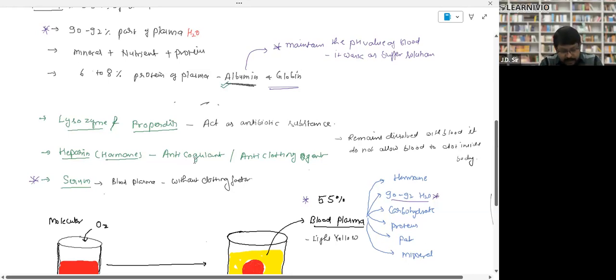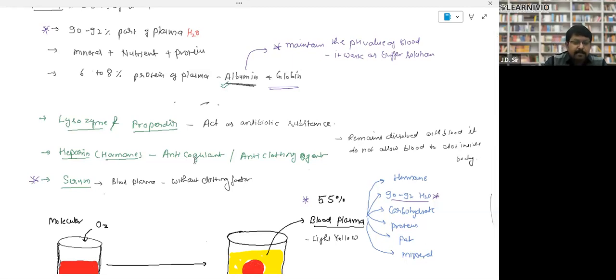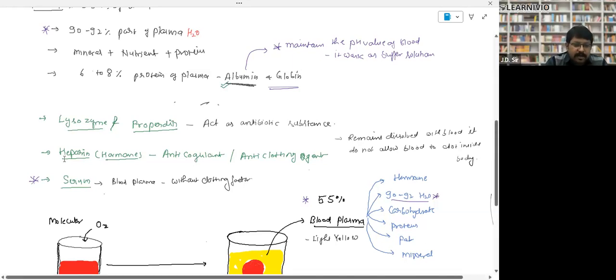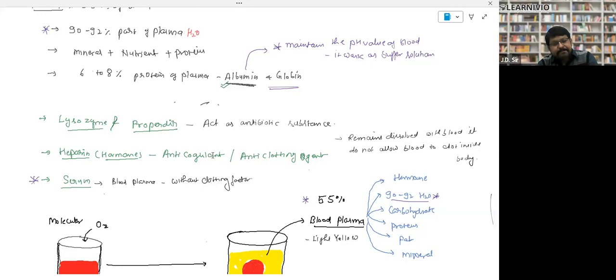Blood plasma contains heparin, a hormone which works as an anticoagulant and anti-clotting agent.